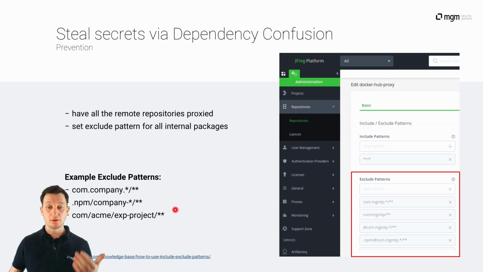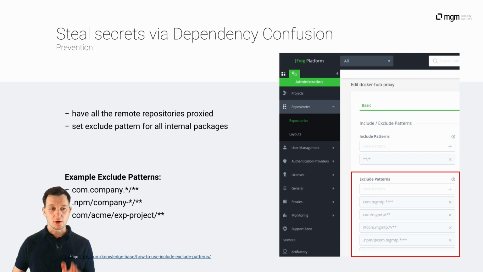So when someone goes by and defines a package, or in this case a Docker image, that is named in a specific way that we also use internally, it would mean that our Artifactory would never fetch this from outside. And by that we would be safe against dependency confusion.